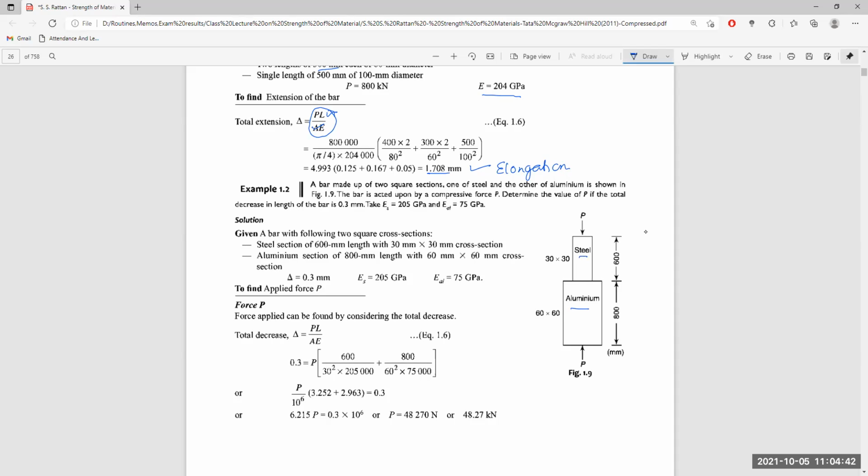The steel section has a length of 600 millimeter, with a 30 millimeter by 30 millimeter square cross section. And this section is the 800 millimeter aluminum portion, with a cross section area of 60 multiplied by 60. Okay. Now, how will you find the delta? It is given: the total elongation, delta, is given as 0.3.